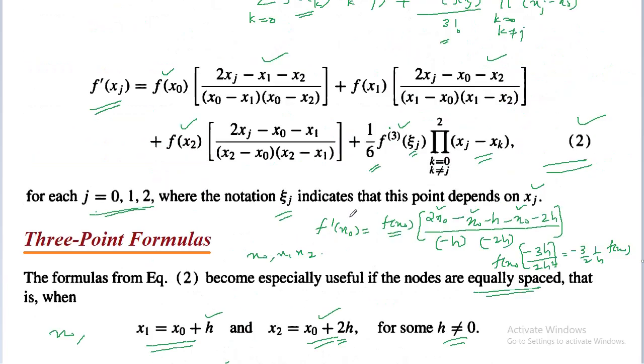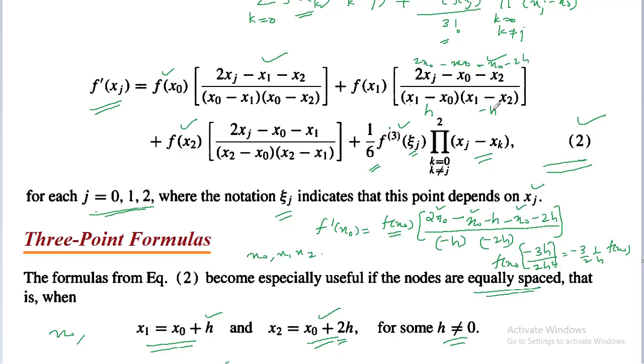here 2x naught minus x naught, that is x naught minus x2, and x2 can be replaced by x naught plus 2h, and here also we can replace the same. This x1 minus x naught is h, x1 minus x2 is minus h, and here is 2x naught minus x naught, and x2 is nothing but x naught plus 2h. So this is minus x naught minus 2h. So 2x naught minus 2x naught cancelled here.